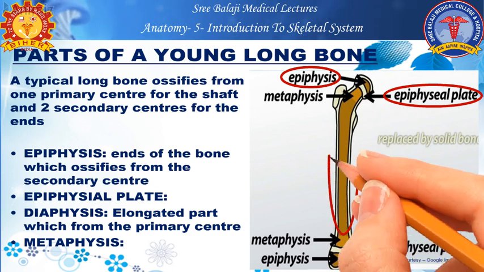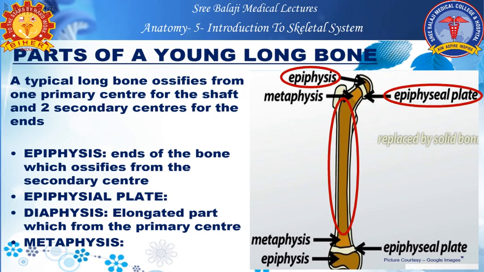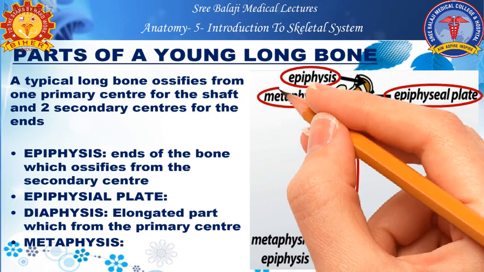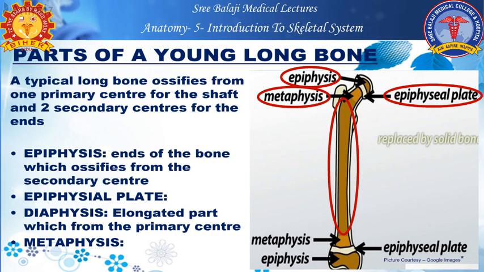Next, coming to the diaphysis. The diaphysis is the elongated part. This is the part which develops from the primary center. The primary center is the center at which the ossification develops before birth, whereas the secondary center is the site from which the ossification starts after birth. So secondary centers are for the ends of the bones, whereas the primary center is for the development of the diaphysis. The next terminology is metaphysis, which is the junction between the epiphysis and the diaphysis.